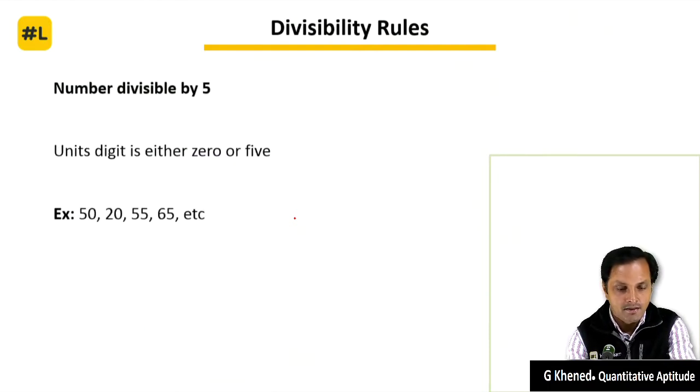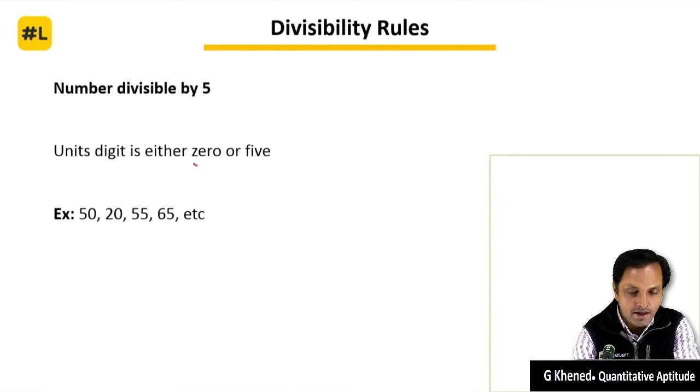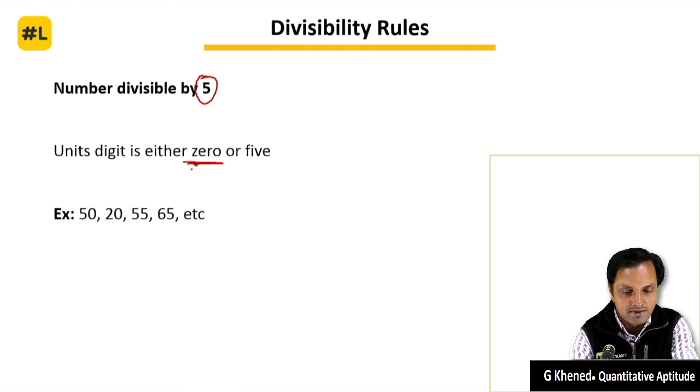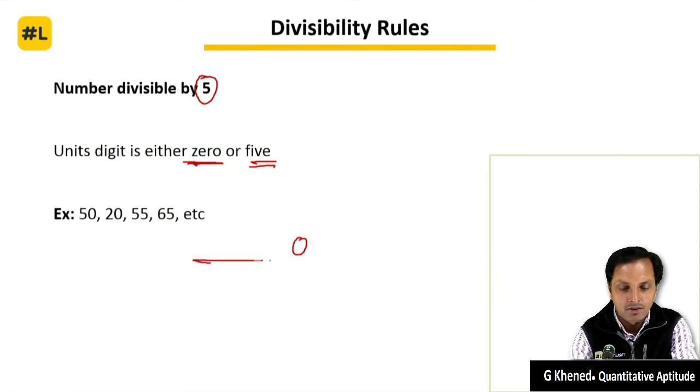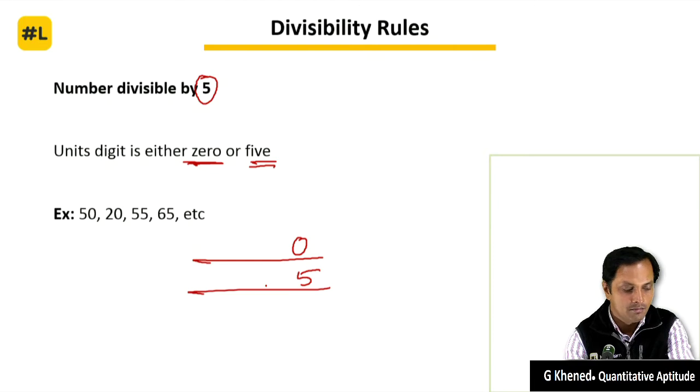Next come to divisible by 4. Any number if it is divisible by 4, the number should end with 0. Divisible with 5 means the number should end with 0 or the number should end with 5. Only the 2 possibilities. If it is ending with 0, then the whole number is divisible by 5. If it is ending with 5, then the whole number is divisible by 5.